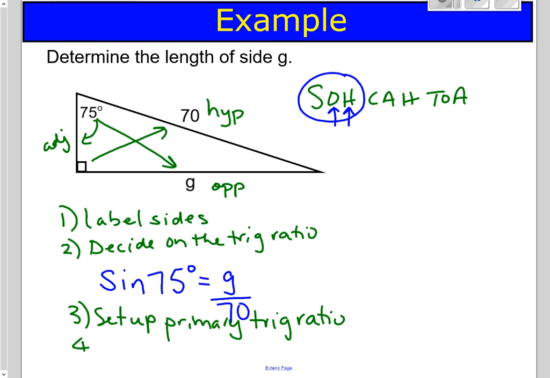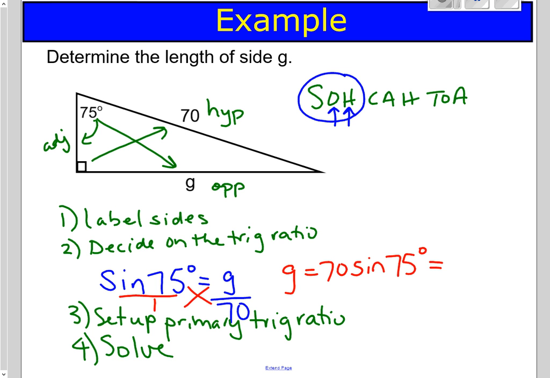And then last step, of course, is to solve. So let's go ahead and solve this. We're going to solve it through cross multiplication. Okay, cross multiplication, I'm going to get G is equal to 70 times sine of 75. So in my calculator, I'm going to go 70 sine 75 and hit equals. And I get 67.6 centimeters, or whatever the units are that we're talking about. So 67.6 is what G is equal to.